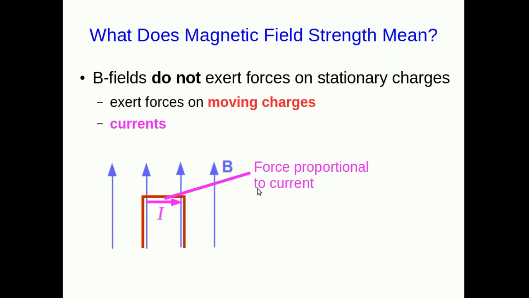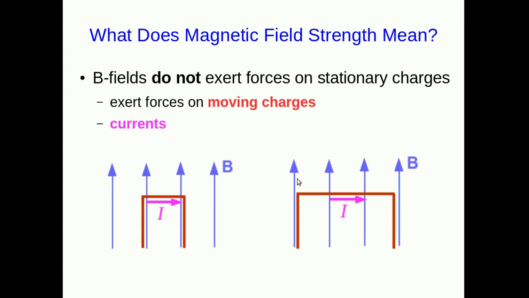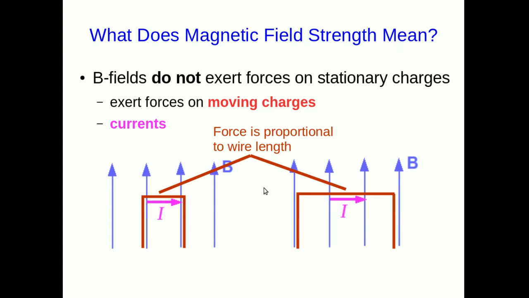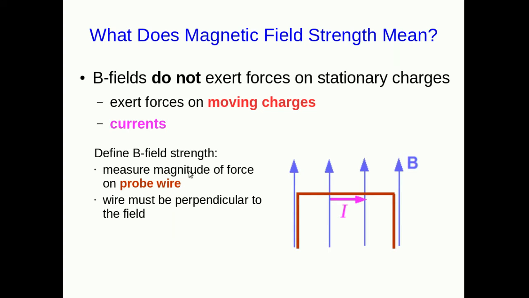And then we find that the force on the wire, due to the B field, is proportional to the current through the wire. Also, if we use a longer segment of wire that's perpendicular to the field, we find that the force is also proportional to the wire length. And so now we have a definition of B field strength. We can measure the magnitude of the force on a probe wire, not a probe charge, but a probe wire. It has to be perpendicular to the field. And our B field strength, no vector symbol here, this is a magnitude, is just the strength of that magnetic force on the wire divided by the current through the wire and its length.